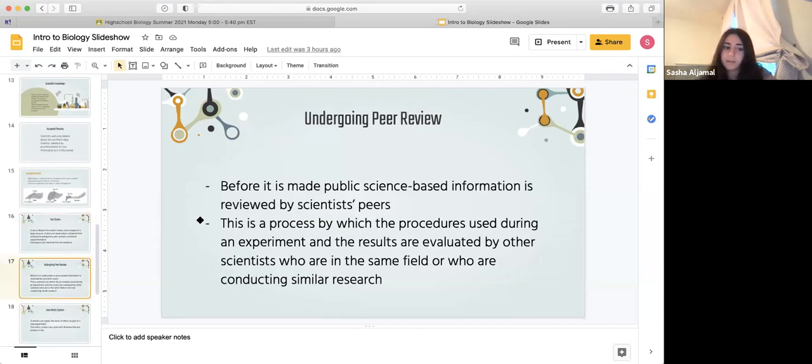And then after all this, it goes through peer review. Before it is made public, science-based information is reviewed by scientists' peers. This is a process by which the procedures used during an experiment and the results are evaluated by other scientists who are in the same field and conducting similar research.